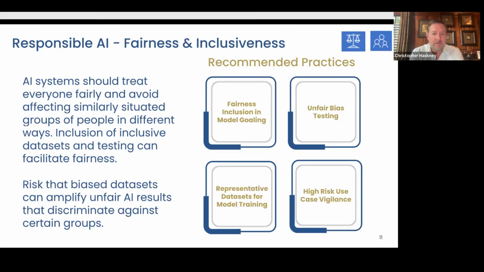I will also go back in this as a final recommended practice and say those high-risk categories we talked about, financial decision-making, hiring decision-making, and HR, healthcare decisions, are all extremely high-risk use cases, and particular vigilance has to be applied to those as you implement AI in your company.